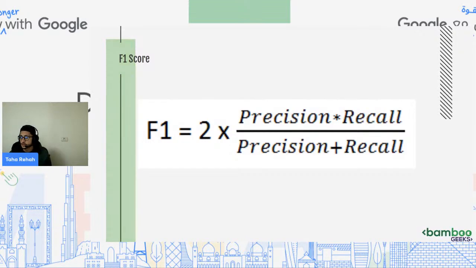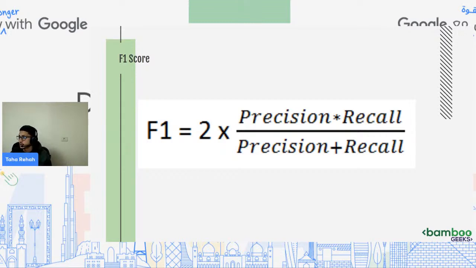Now let's talk about the fourth one, which is the F1 score. F1 score is a combination of precision and recall. If you have a problem where there is no high cost of false positives and also no high cost of false negatives, then you take a combination of both. Or either there is a high cost for both. In this case, you need a combination of recall and precision.